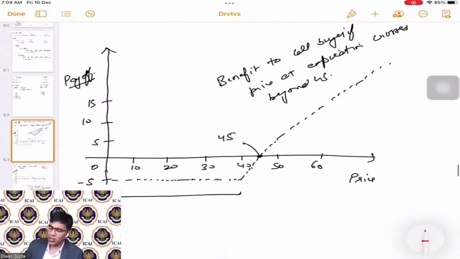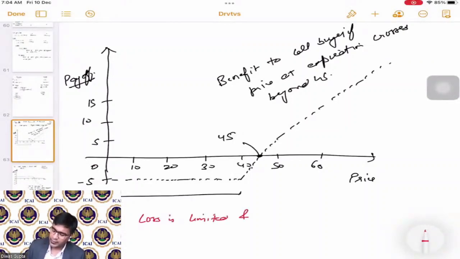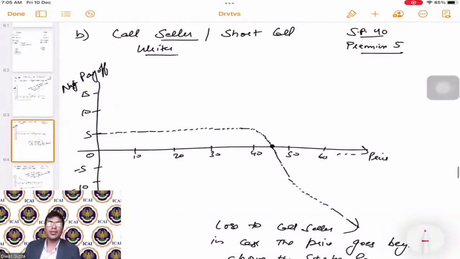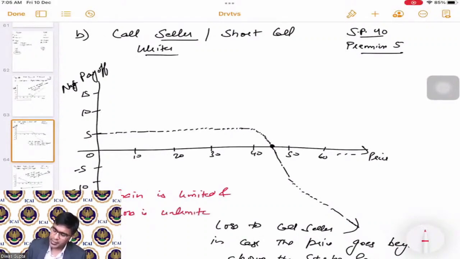Now, then we studied the payoffs from the call option buyer, holder, or long call perspective, in which we said that loss is limited and gain is unlimited. Correct? That's what we said. Similarly, for a call seller, the person who is doing a short call, the gain is limited. For him, the gain is limited to only 5 rupees, that is the premium. And loss is unlimited. There is no limit to the loss.